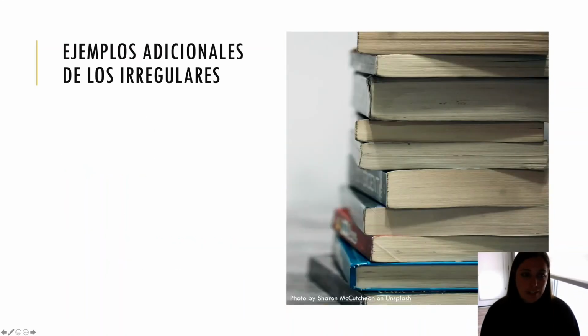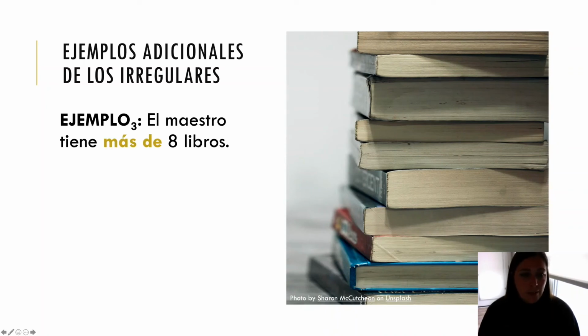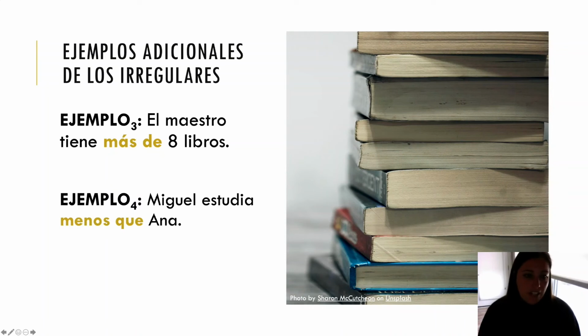Aquí tenemos más ejemplos. En ejemplo número 3 tenemos el maestro tiene más de 8 libros y Miguel estudia menos que Ana. In these two examples, you can see a different type of structure to our formula. So in example number 3, we have el maestro tiene más de 8 libros. We haven't seen más de before, but we use más de to say in this sentence, the teacher has more than 8 books.